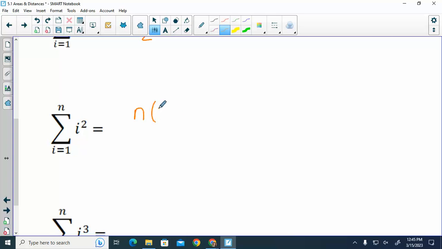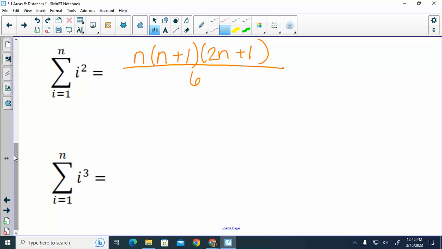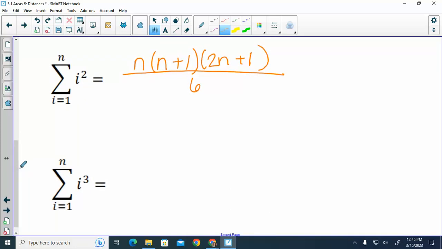So the i squared formula is more complex to justify, so I'm just giving you that one. I only showed you the first one to give you some idea of where it might have come from. But you have to know these three formulas. If you're adding up powers that are squared, then it's n times n plus 1 times 2n plus 1 over 6. And i cubed is n squared times n plus 1 squared over 4.